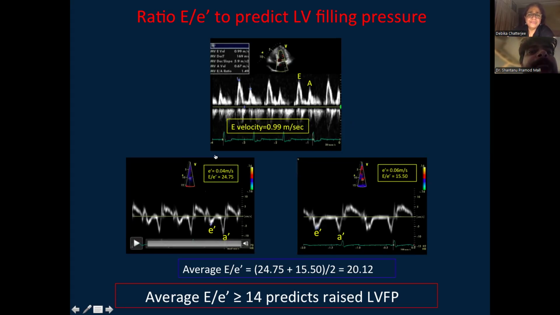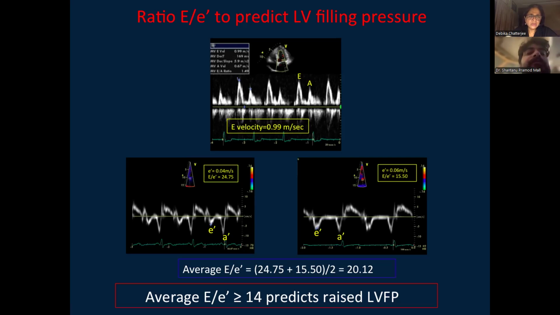So in that hypertrophic cardiomyopathy patient, in the septal annulus, E by E prime is 24. And in the lateral annulus, it is around 15. So we take an average of these two values, which turns out to be 20. As per the latest guidelines, if the average E by E prime is more than or equal to 14, it predicts the raised LV filling pressure. Normally it should be less than 8.